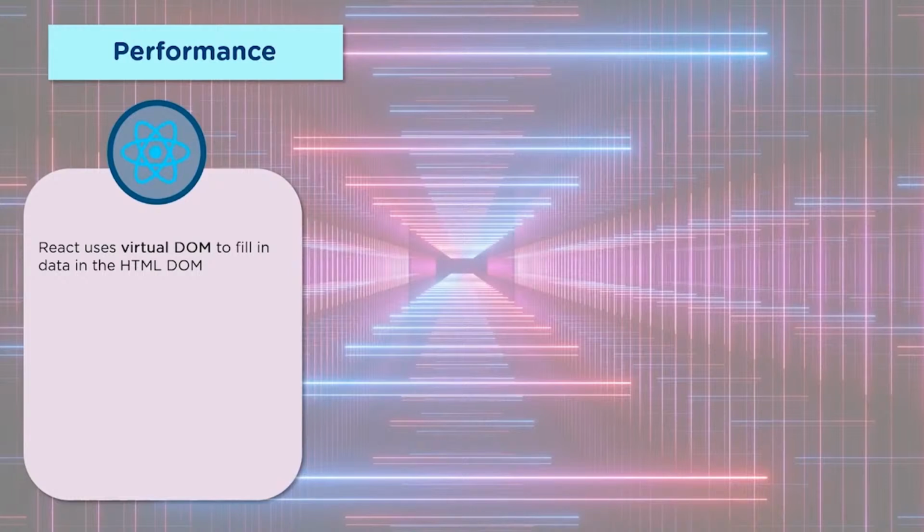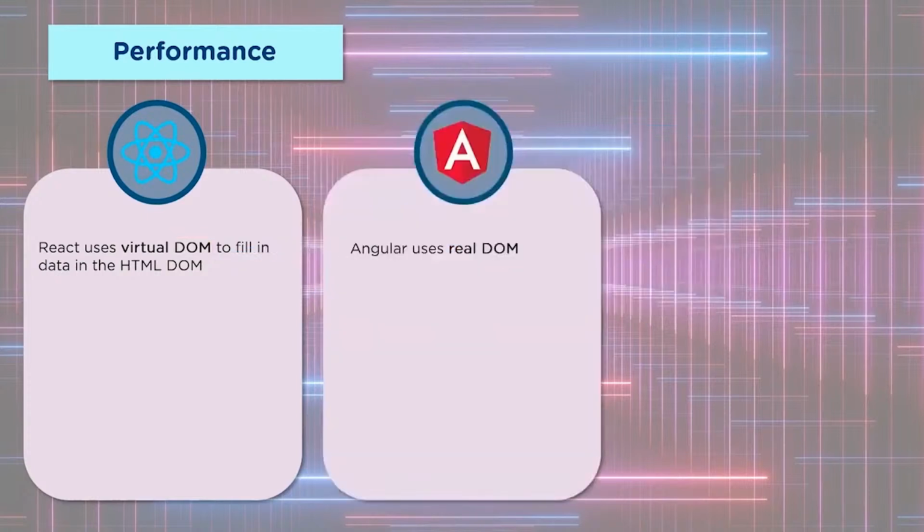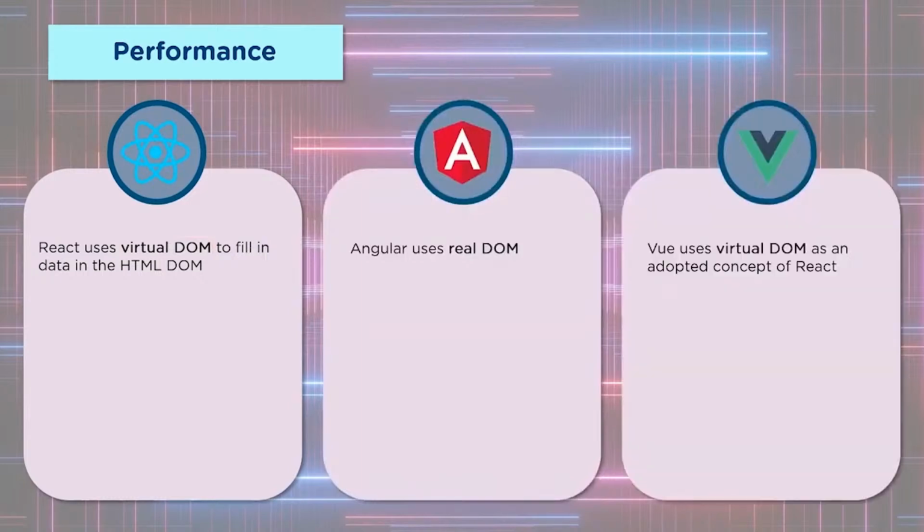It uses a virtual DOM. DOM is an API developed by W3C. It stands for Document Object Model and defines how the document is accessed and manipulated. This DOM parser converts the HTML code into an inverse balanced tree structure. So React uses the virtual DOM, while Angular uses the real DOM and Vue uses the virtual DOM again.